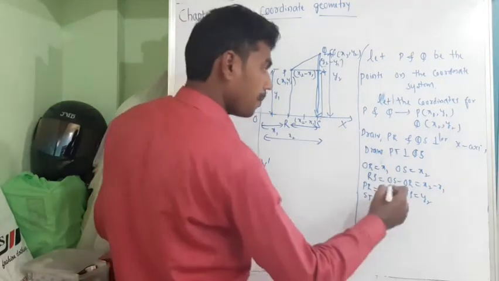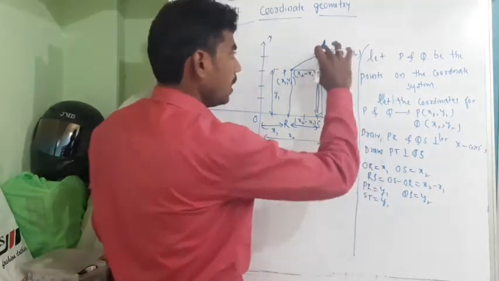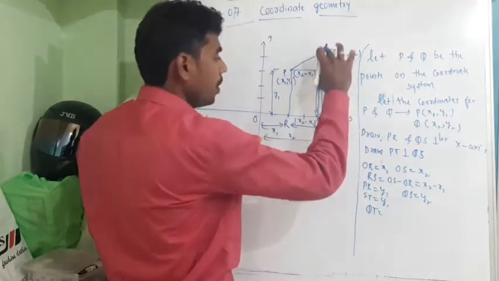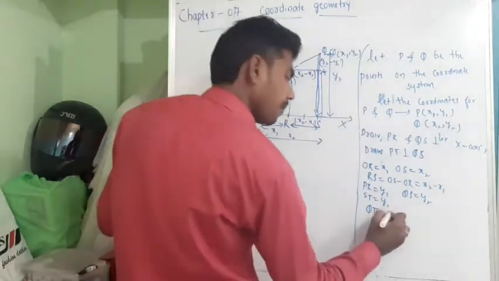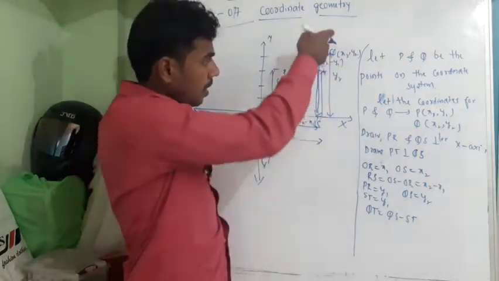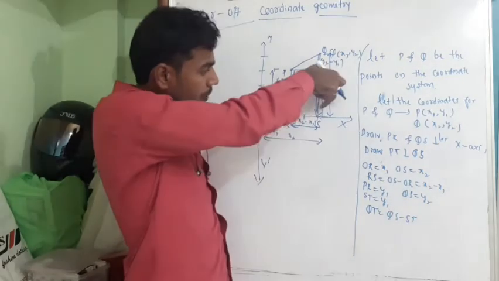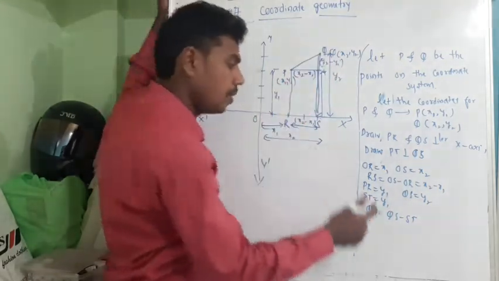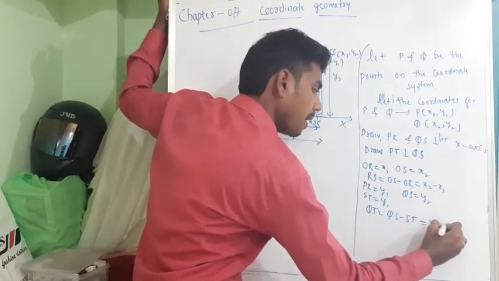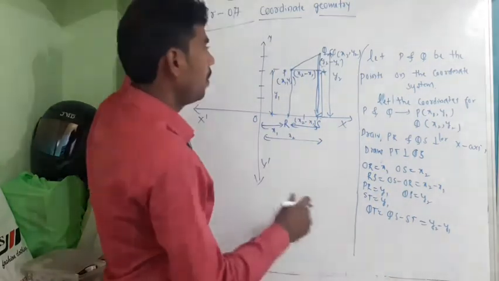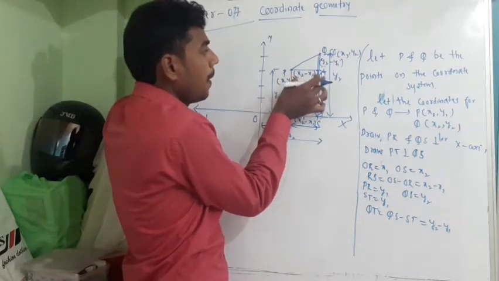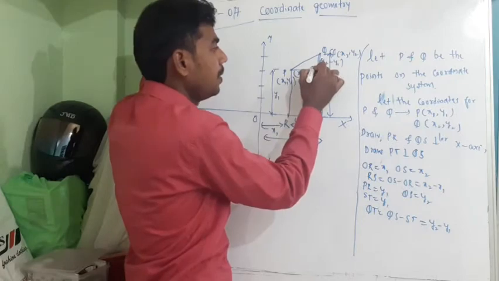So now I want this QT. QT will be equal to QS minus ST. If I want QT, this entire distance, if I remove ST, I'll get QT. So that only I have written, which is equal to y2 minus y1. So we got the coordinates. See, we got the length for this PT and QT.